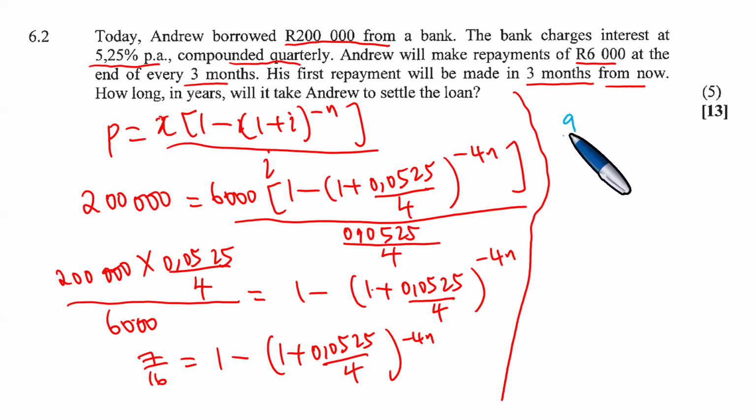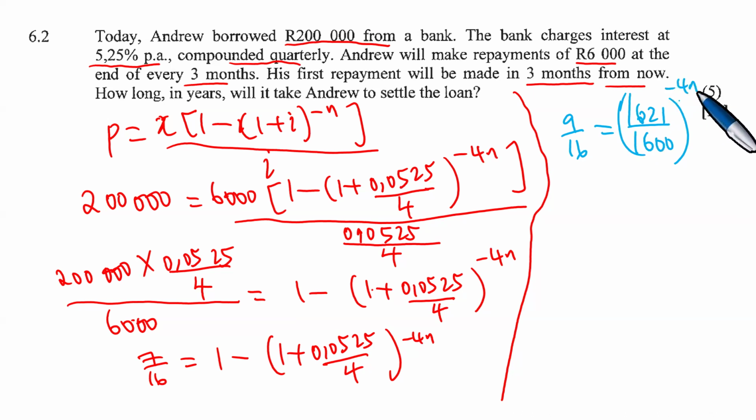Okay, so that now we have 9 out of 16. If you subtract 1 from this, 7 out of 16 minus 1, or you can take this one to the other side and say 1 minus 7 out of 16, you get 9 out of 16, which on a calculator is actually 1621 divided by 1600, all to the power minus 4n.